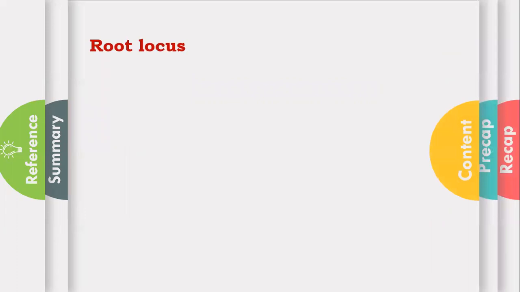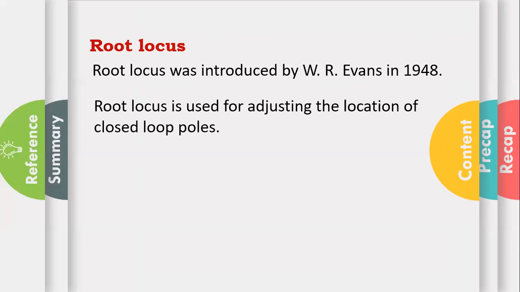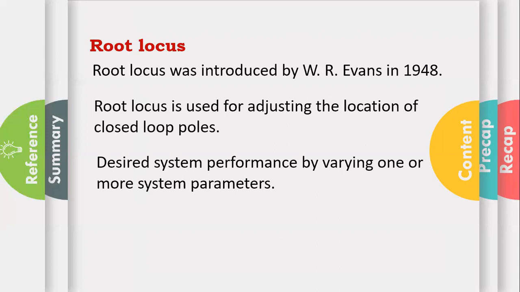So we need to introduce ourselves to the root locus. What is the meaning of root locus? Who found this root locus? The root locus technique was introduced by W.R. Evans in 1948 for the analysis of control systems. The root locus is a very powerful tool for adjusting the location of closed loop poles. This is done to achieve a desired system performance by varying one or more system parameters.